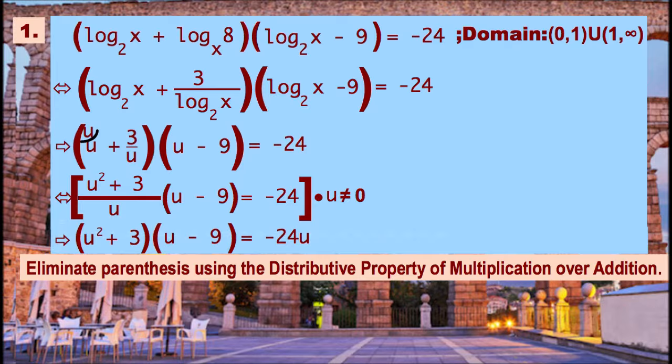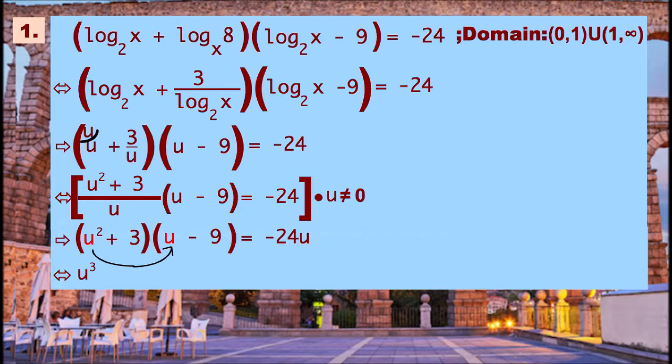Now let's eliminate parentheses using the distributive property of multiplication over addition. u squared times u is u cubed. u squared times negative 9 is negative 9u squared. 3 times u is 3u. And 3 times negative 9 is negative 27, which equals negative 24u.